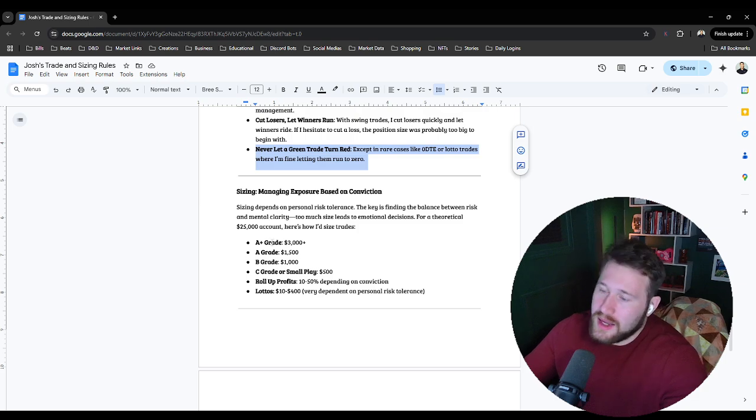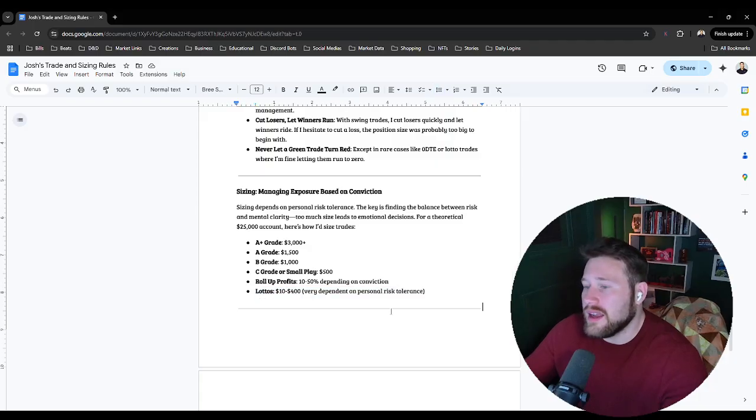If you're in a small account, avoid lottos. If you have a $1,000 account, don't do lottos. Okay, earn this, grow the account, stick to trades you really like, and also A's are rare. A pluses almost never happen.